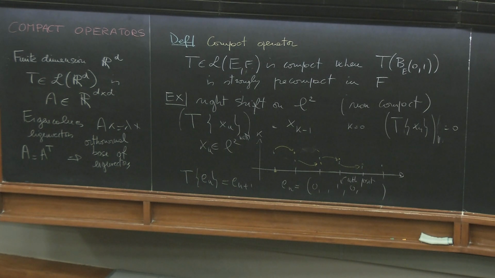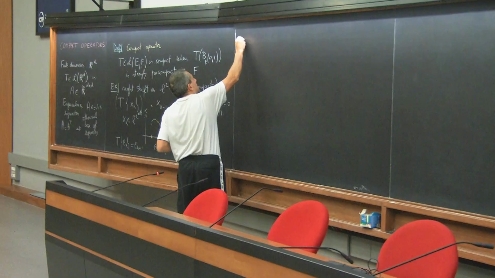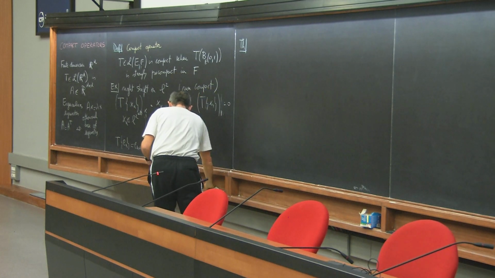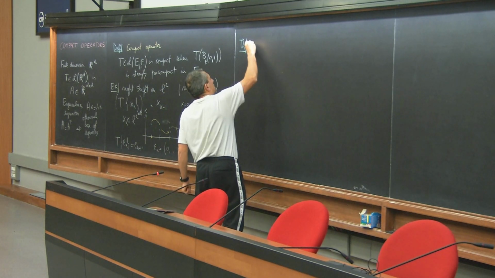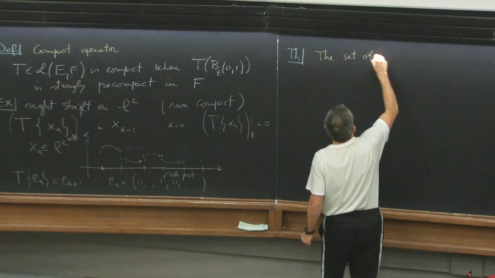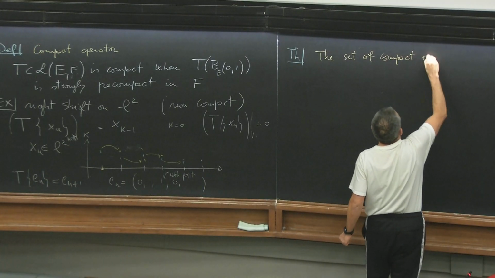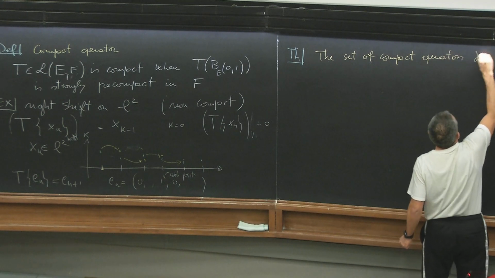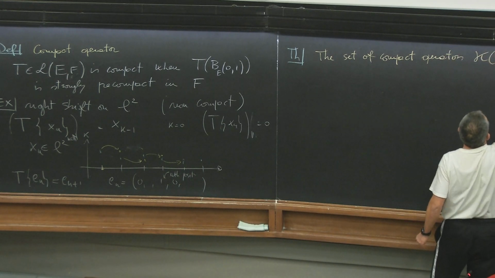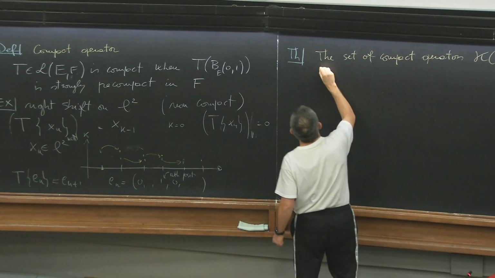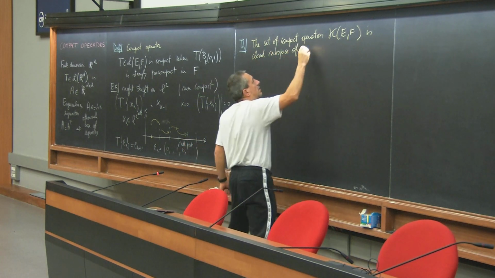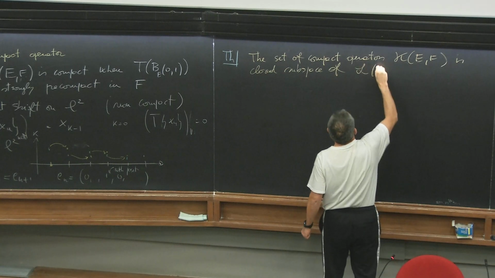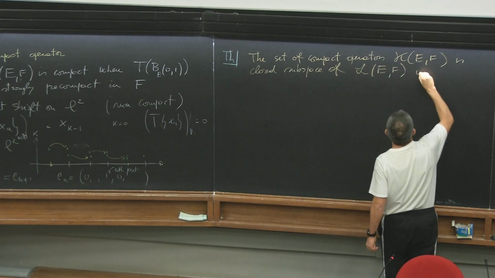Okay, so let's do now the first result. So, how about compact operators? Theorem. The set of compact operators K(E,F) is a closed subspace of the linear operators in the strong norm.